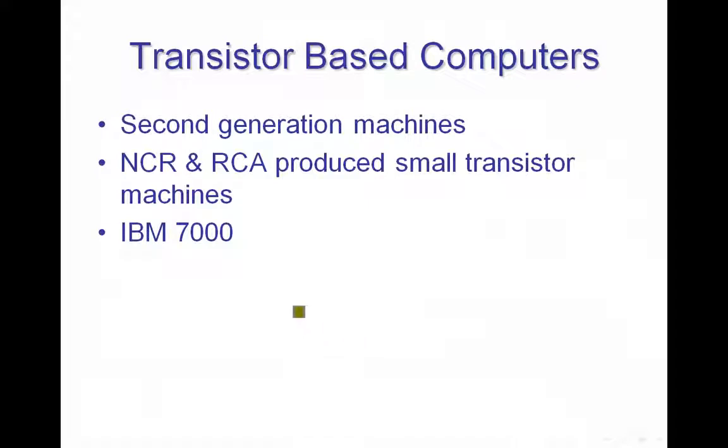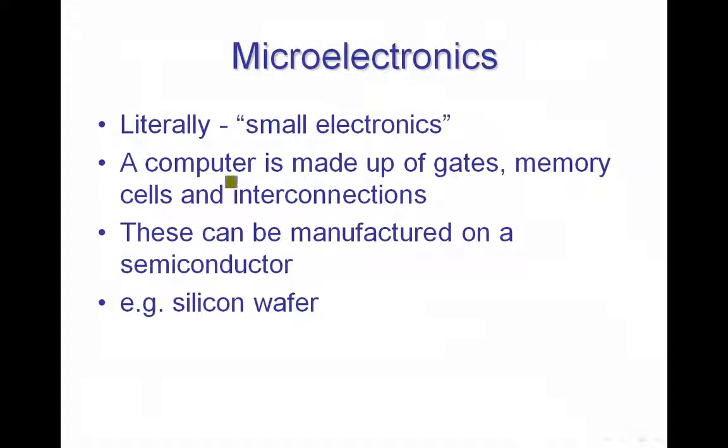Transistor-based computers were then the next generation, the second generation machines. The NCR and RCA companies produced small transistor machines. IBM also produced the series 7000 based on transistors. The rise of microelectronics, which means small electronics: a computer is made up of gates, memory cells, and interconnections. These can be manufactured on semiconductors like silicon wafers.